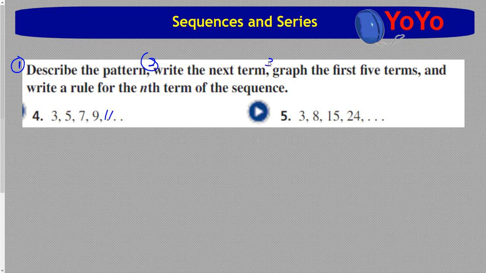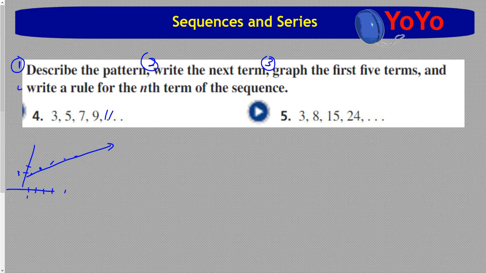Graph the first 5 terms. So on my little graph here, first term is at 3. Second term is at 5. Third term is at 7. Fourth term, so I'm just going up by 2. So you should see here, this is a terrible graph, but it's going to form a line. Going up by 2, it's got a slope of 2.